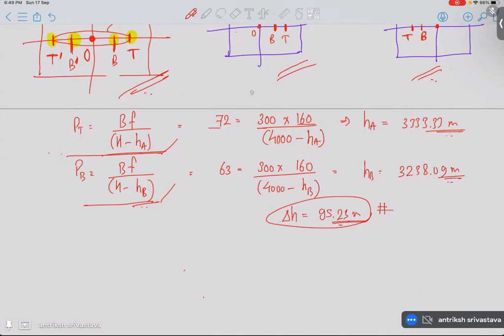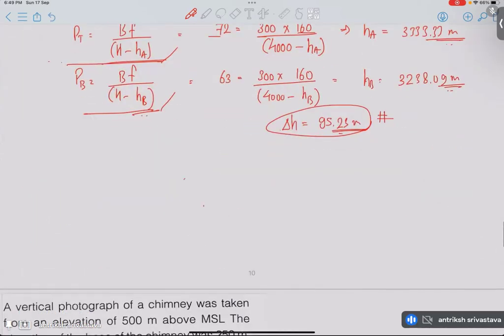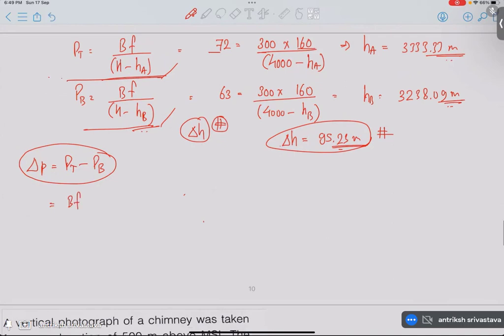Okay. So one more thing that can be asked using this parallax concept is that they will give you the difference in the parallax between the top and the bottom. So delta P they can give, right? And they can ask you what is the delta H. So I think it will be beneficial if you know this formula also. So let me just derive this.